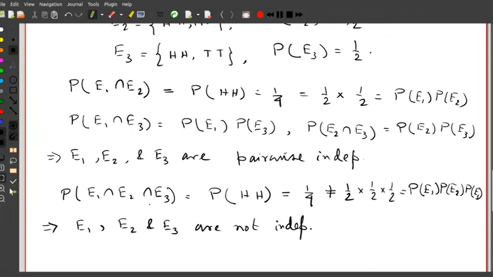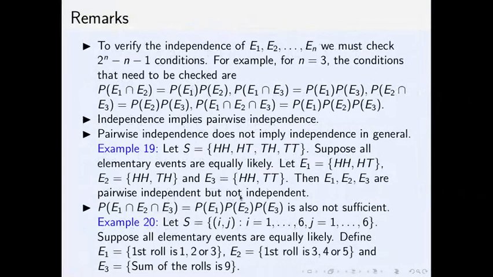So this example shows that in general we cannot say that pairwise independence implies independence. Okay. Next example, which is again a very interesting example. For three sets, if I check this condition only, does that mean they are independent? And the answer to this one is no. And this is one example of that.